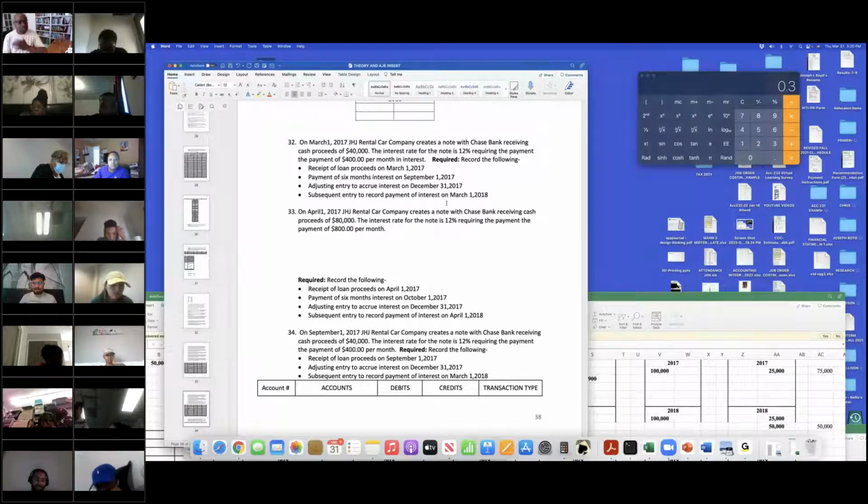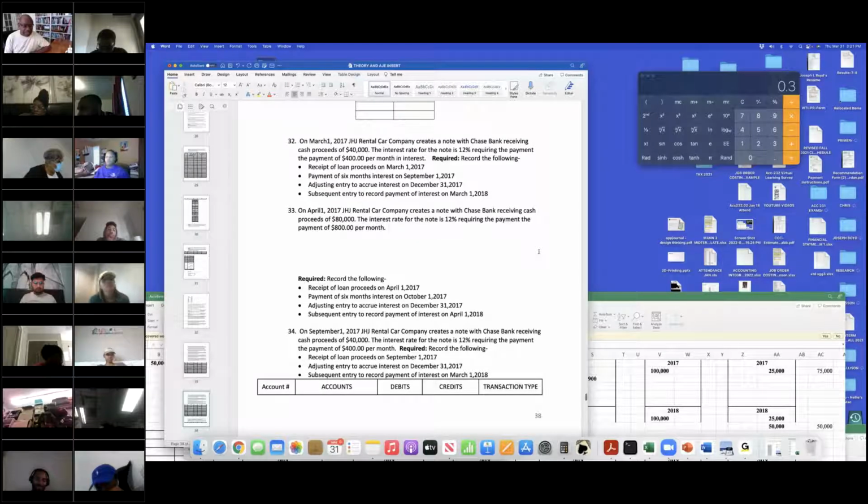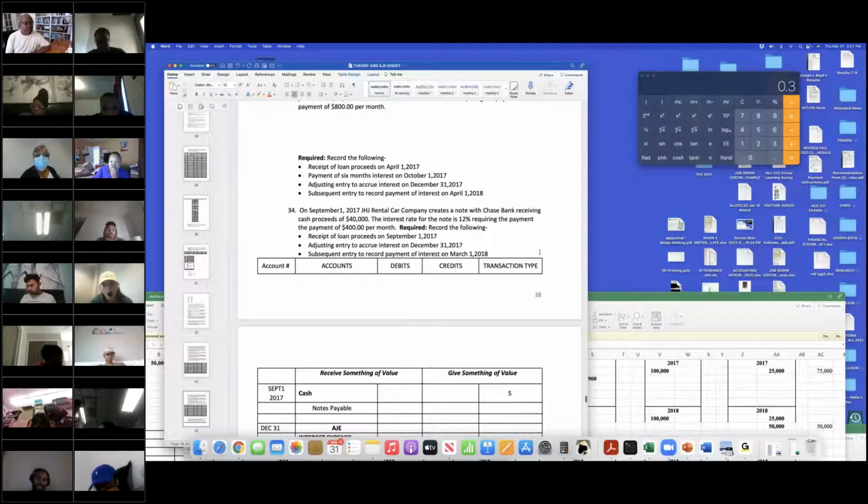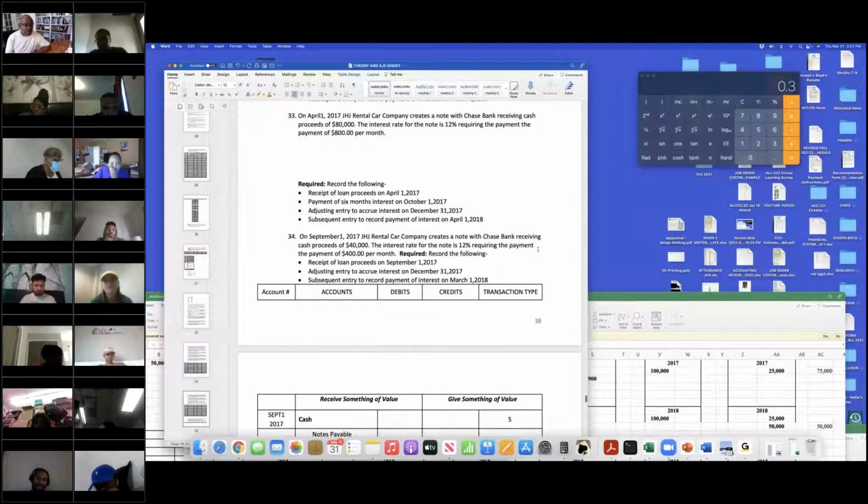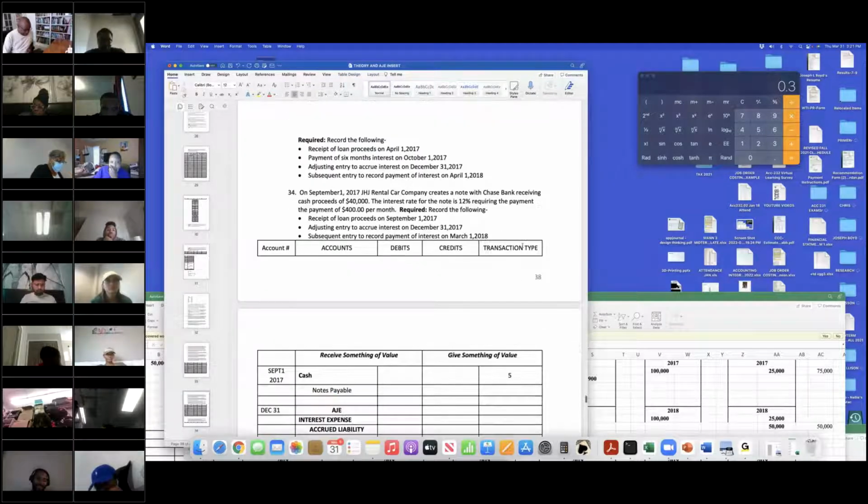So what journal entry type is that? It's type 5. So that wasn't any unearned revenue. They borrowed some money. So you debited cash and credited notes payable for $80,000. Correct. Okay. Then what happened?